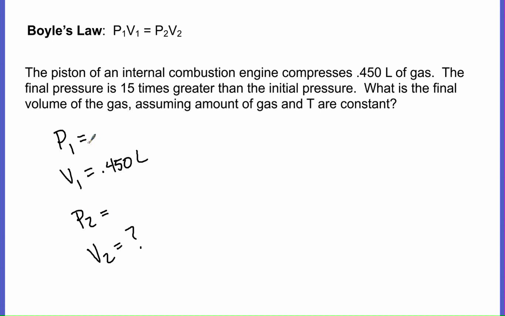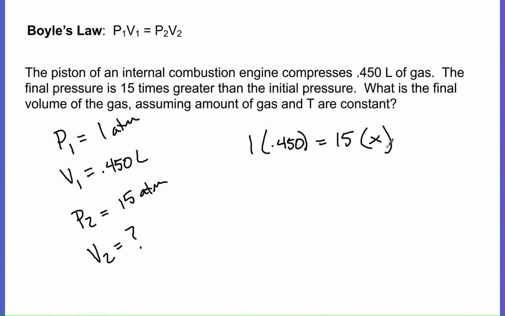So I can make up numbers for this. I can go ahead and make P1 1 atmosphere. Just assume that it's that. Because then if I made P2 15 atmospheres, 15 atmospheres is 15 times greater than 1 atmosphere. So that's all I have to really do. So if I make those be my values, then I can just use the equation 1 times 0.450 is going to be equal to 15 times x, right? So I have 0.450 already. I don't really have to multiply by 1, but I have to divide by 15 to get my x value.